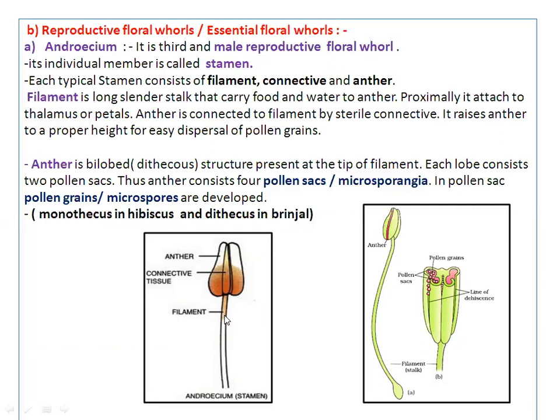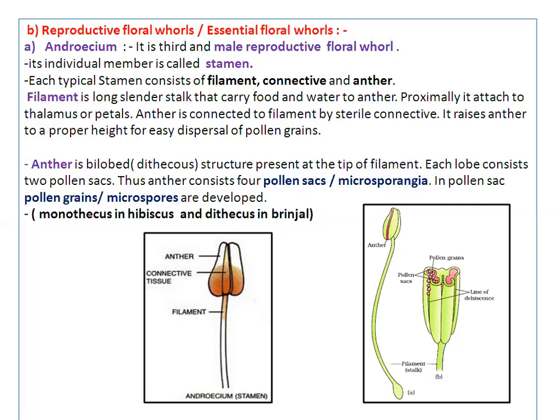This filament, proximally or basally, is attached to the thalamus, and at the distal end it is attached to the base of the connective. Sometimes it is also attached to the corolla or petals. Then the connective is the tissue which connects with the anther lobes.